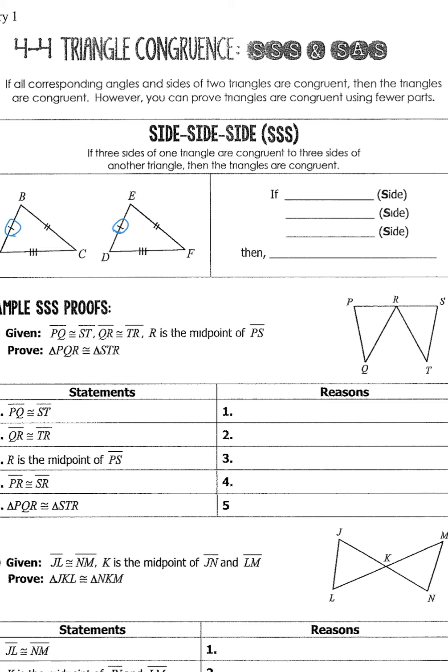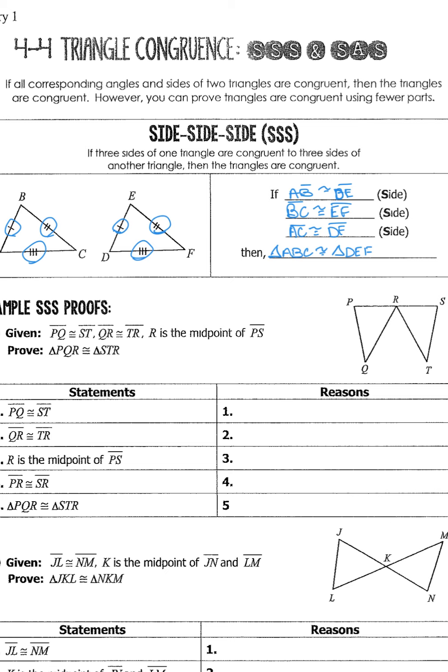So I see that these 2 sides are congruent, so I can write down AB congruent to DE. Then I can see that these 2 sides are congruent, so BC congruent to EF. And then I can see that these 2 sides are congruent, so AC congruent to DF. If all 3 of those things happen, then triangle ABC is congruent to triangle DEF. So that's how side, side, side works. You prove 3 sides are congruent to 3 sides, then the triangles are congruent.